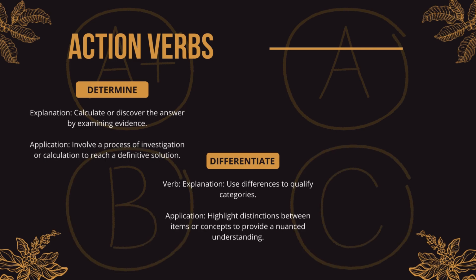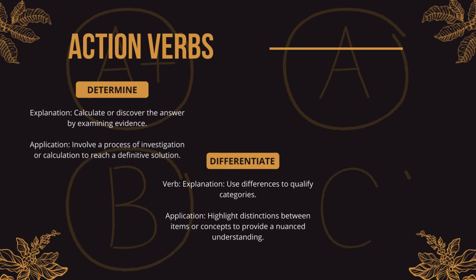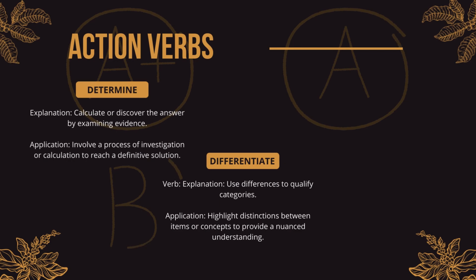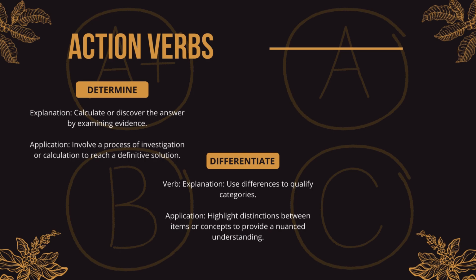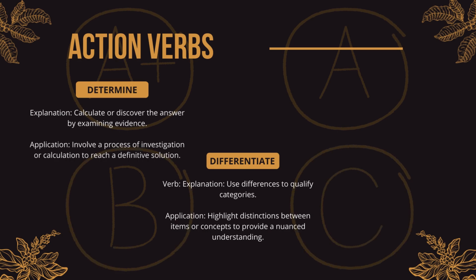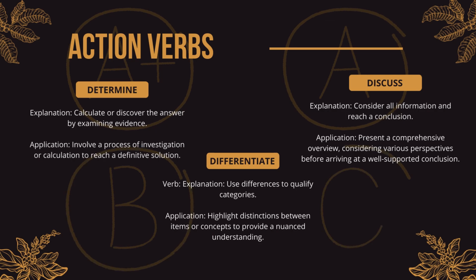Then we have differentiate. Now, guys, remember, there is no particular order here. The order that I use is just alphabetical order, so nothing fancy. Now, to differentiate, you use differences to qualify categories, right? So you highlight the distinctions between items, between concepts, to provide a nuanced understanding. Then we have discuss. When you are asked to discuss, it means consider all the information.